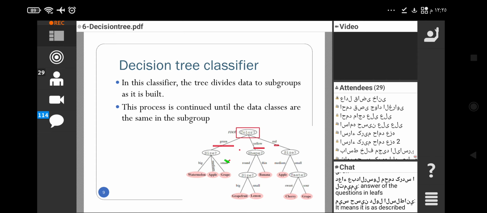Now I will talk about it. How do we select a feature to put it in the nodes? I will talk about it in the next slides.